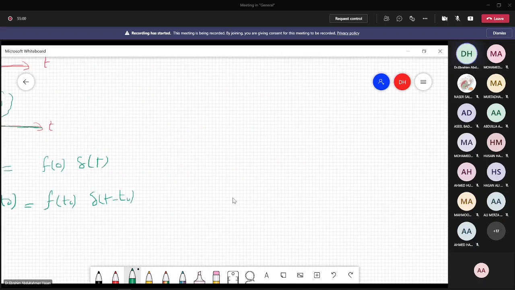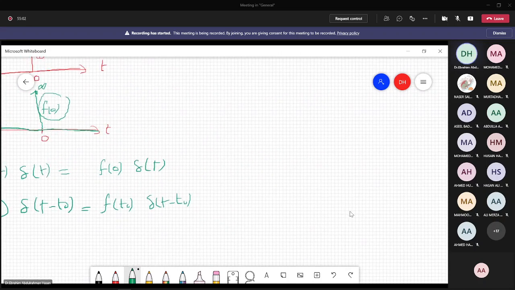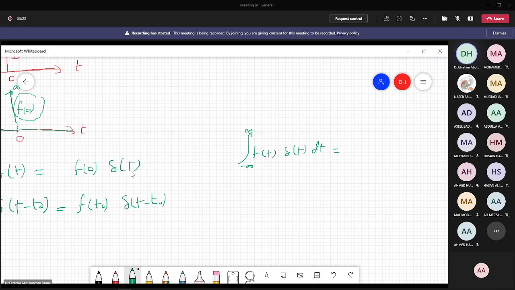What is the integration of this one? Integration of f of t delta t from minus infinity to plus infinity, equal to what? Of course, integration of f of t delta t means that it is equal to f naught delta t, but f naught is a constant value, so you can take it outside.